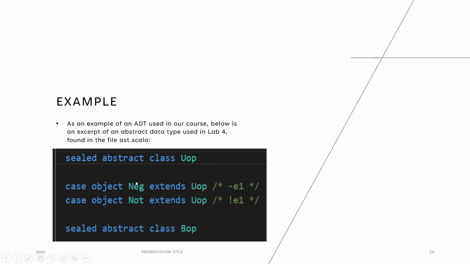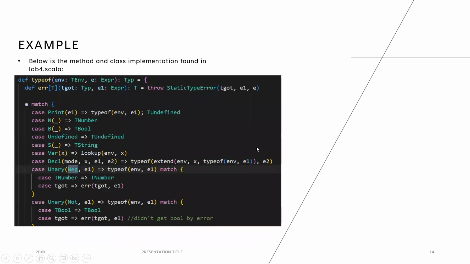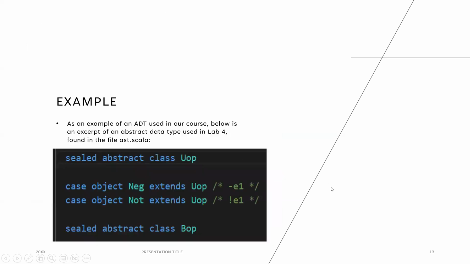All right, so as an example of that, I took a little bit of code out of the ast.scala file from lab 4. So in this, you can see right here that it's a sealed abstract class UOP. You can actually see down below there's the BOP one too, but I used the UOP just because it had a more concise example. So in that we have neg and not. Here we go. In this right here, we're defining it in an abstract class, but we don't actually see what it does yet.